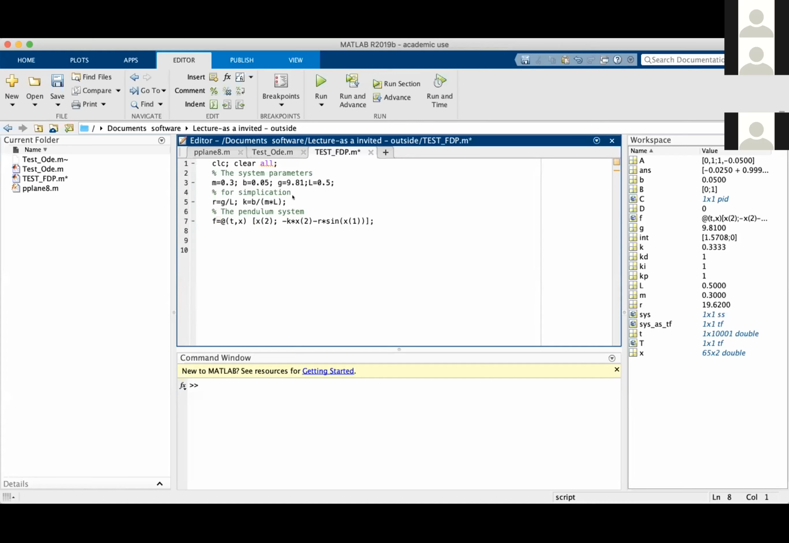Okay, so this is my system, and I will also give some initial conditions. Initial conditions, I have two initial values. One is pi by 2.